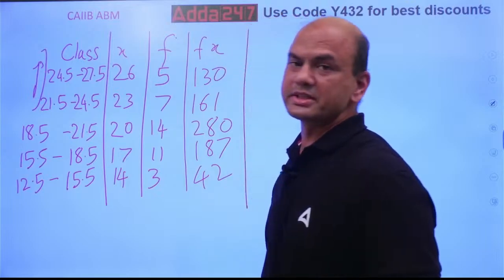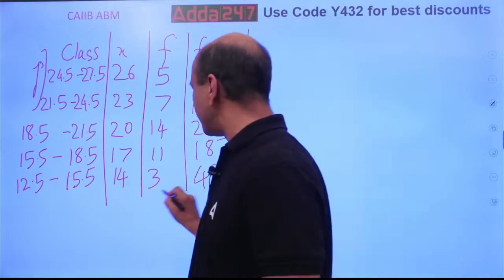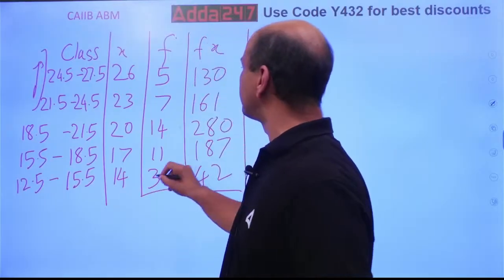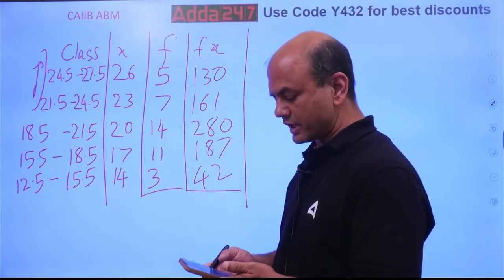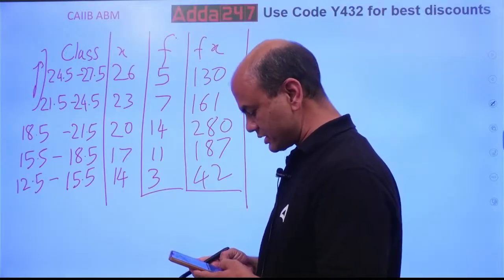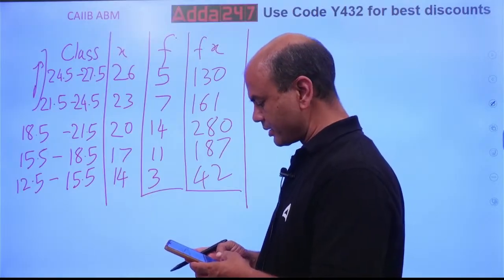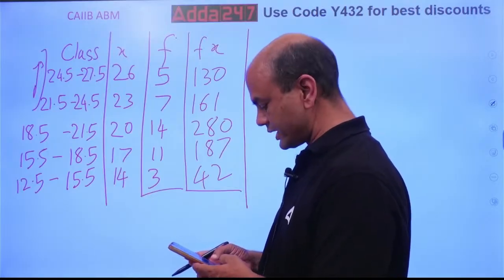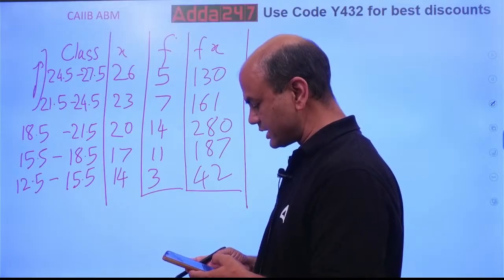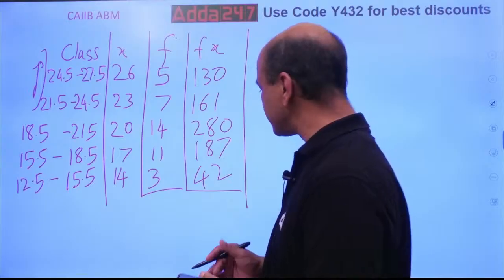What do you want? Summation fx upon summation f. Now for summation fx, add these. Both the things you have to add. Now addition you will require the calci. 130 plus 161 plus 280 plus 187 plus 42. So net is 800.